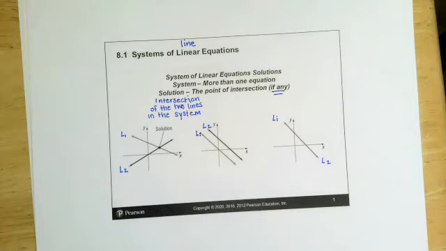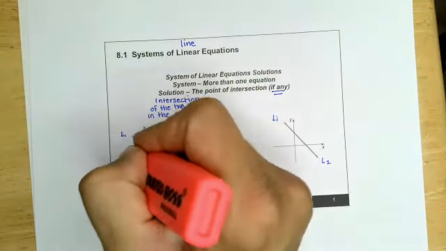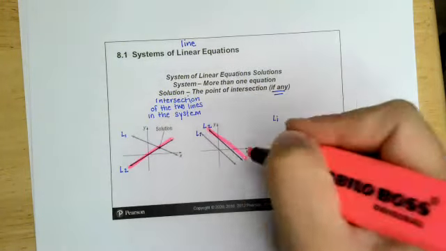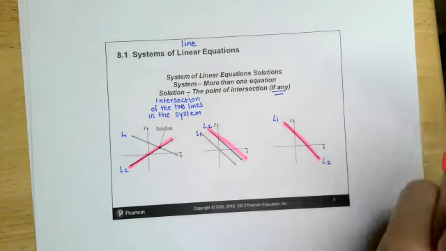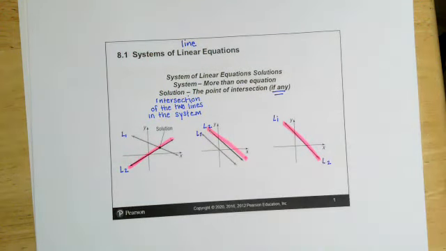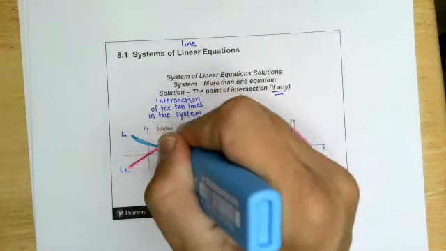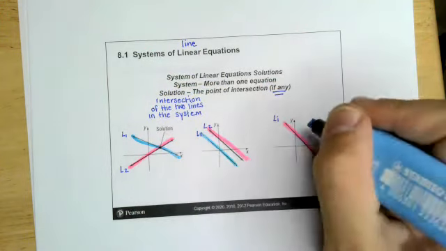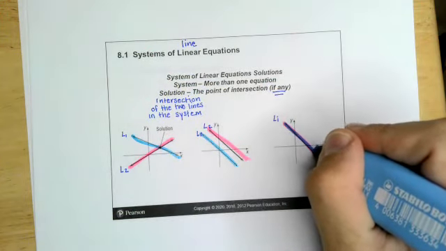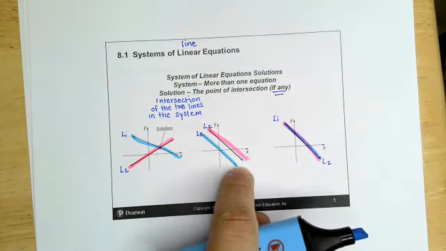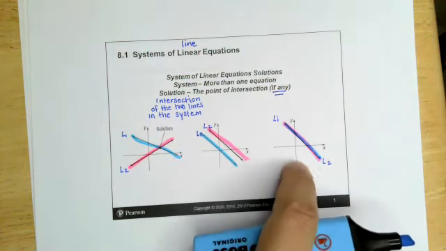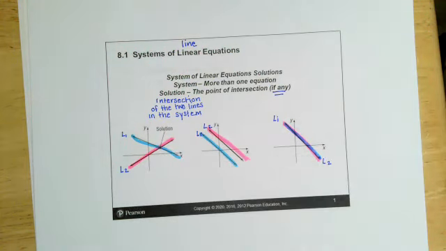Okay, so L2 is that one, and then L1 is this one. So they cross once, they never cross, they're parallel, and they are on top of each other forever, or infinitely, okay?